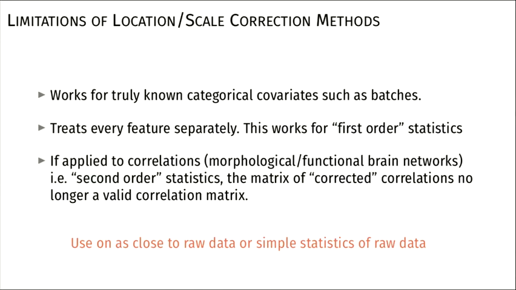And if you want to preserve the joint distribution across all second-order statistics, it might be undesirable to apply Combat on, say, every correlation value, because the resulting matrix now is no longer a proper correlation matrix. So be careful on what sorts of things you apply Combat to. But one general rule of thumb I use is that you want to use it on as close to the raw data as possible, because that's where it's most effective.